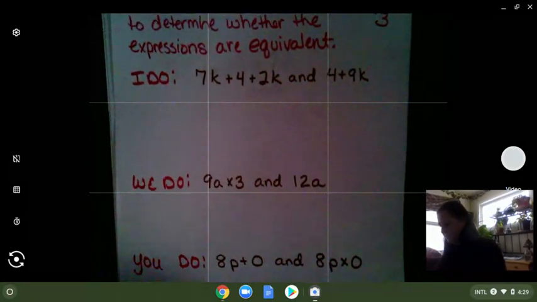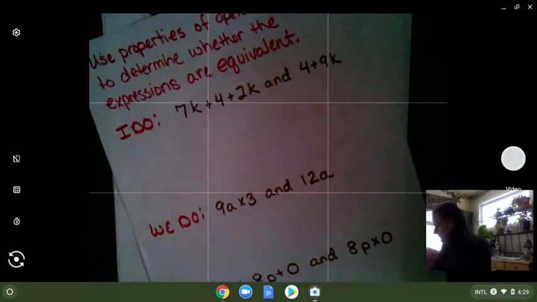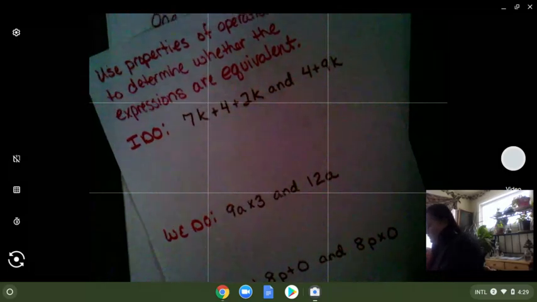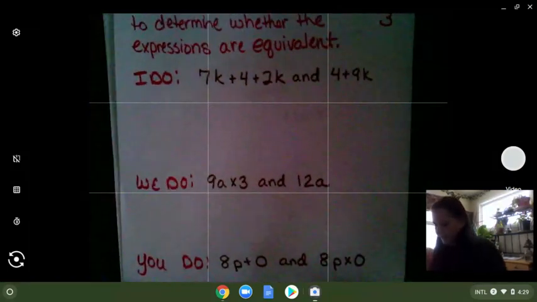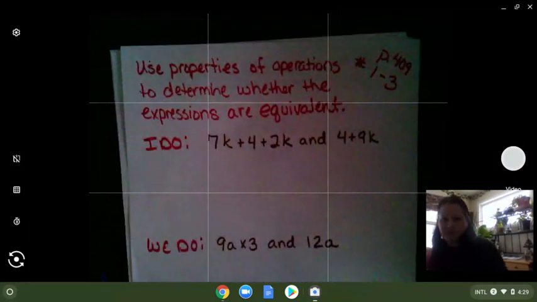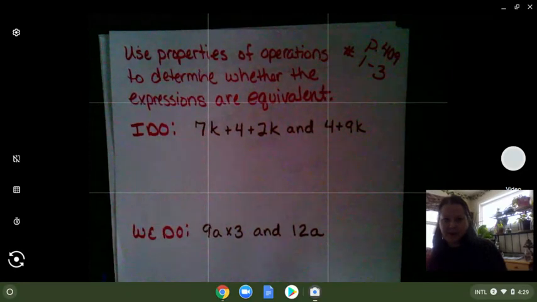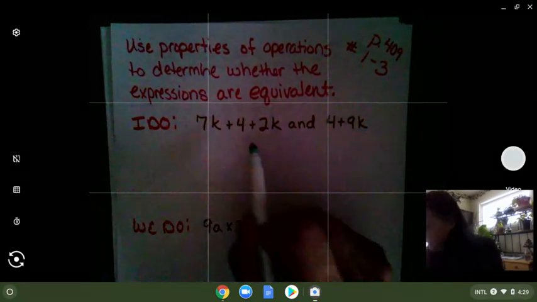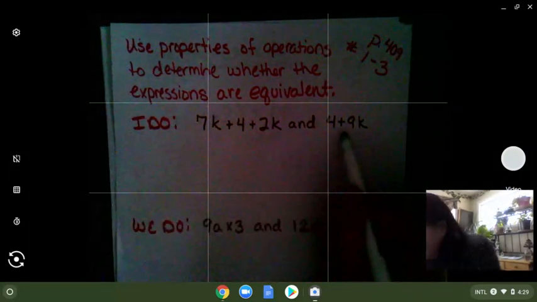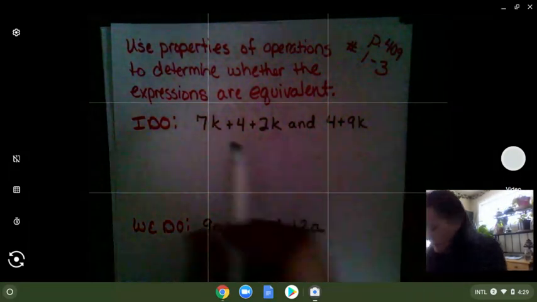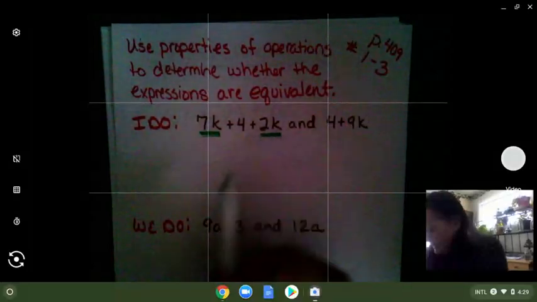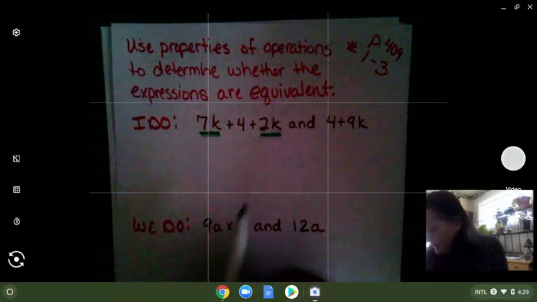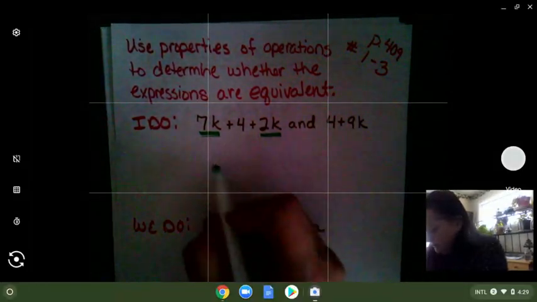All right, let's do a few together, okay? I'm going to do the first one. You can just watch it, and then we'll do the second couple together. So the directions say use properties of operations to determine whether the expressions are equivalent. So here I see I have 3 terms, and this one I only have 2 terms. So I'm going to combine these like terms to see if I can make these two look the same.